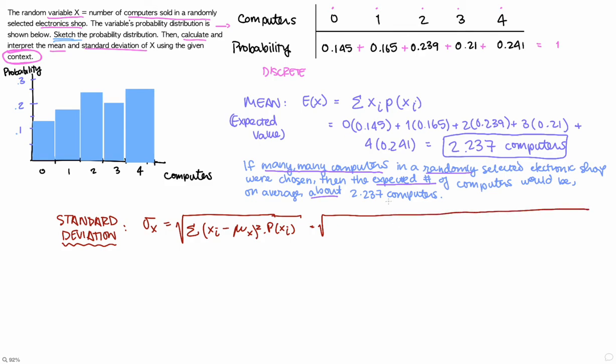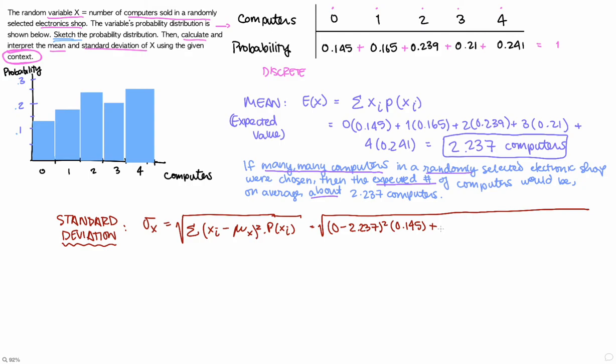All right, so how do we show our work for this? Obviously, we don't want to show the product of every single value 0, 1, 2, 3, 4 here. We can only show the first one and the last one, and then that would be sufficient work. So over here, the first value that the variable can take is a 0, right? 0 computers sold. So 0 minus the mean, well, that's just going to be 2.237. We're going to square this deviation. We're going to multiply by the probability. The probability is 0.145. And that's our first product.